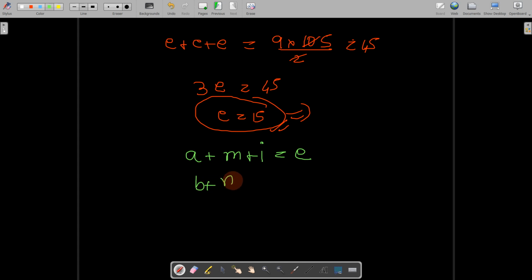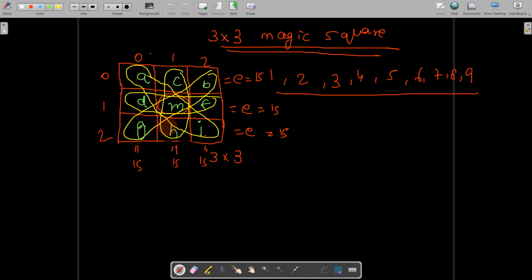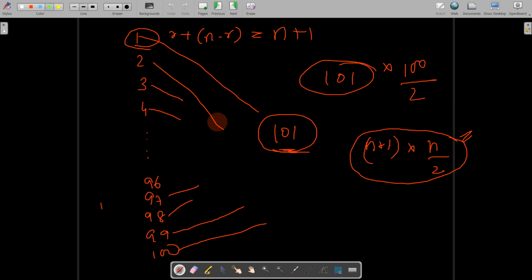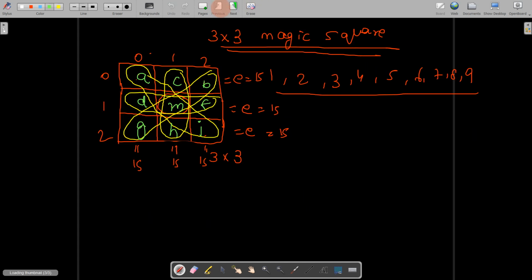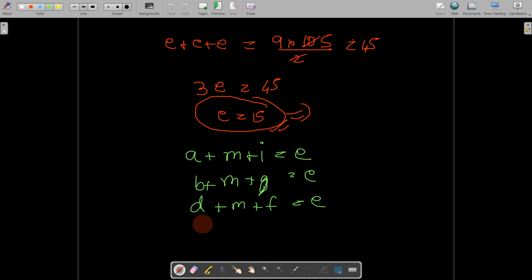B plus M plus G is also E. Then we know that second, now this row D plus M plus F is also E. And also this column C plus M plus H is also E.